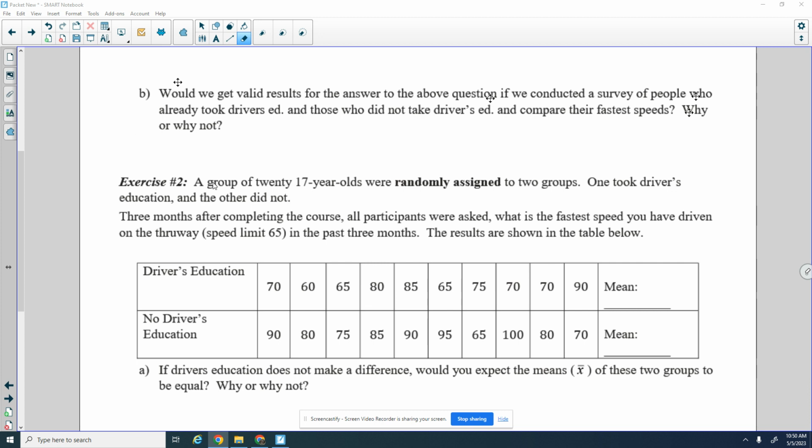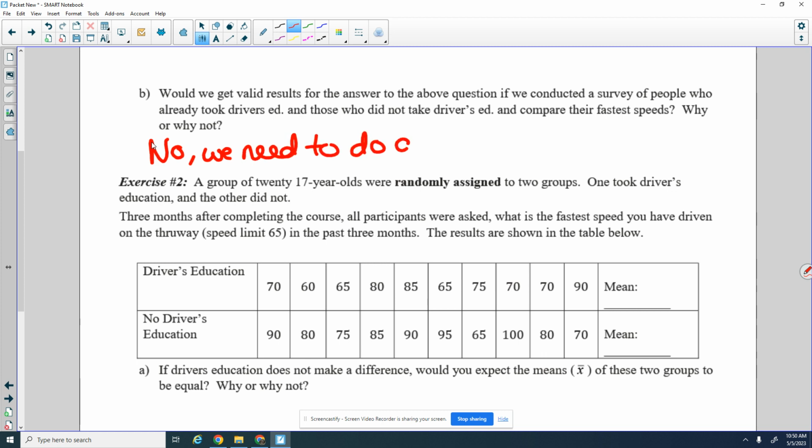Why or why not? So if we think about this, we're trying to prove causation. So the answer to this is no. We need to do an experiment to prove causation. Because maybe people that sign up for driver's ed are already more conscientious and more likely to drive slower. We can't really say it's the driver's ed unless we randomly assign people to groups.